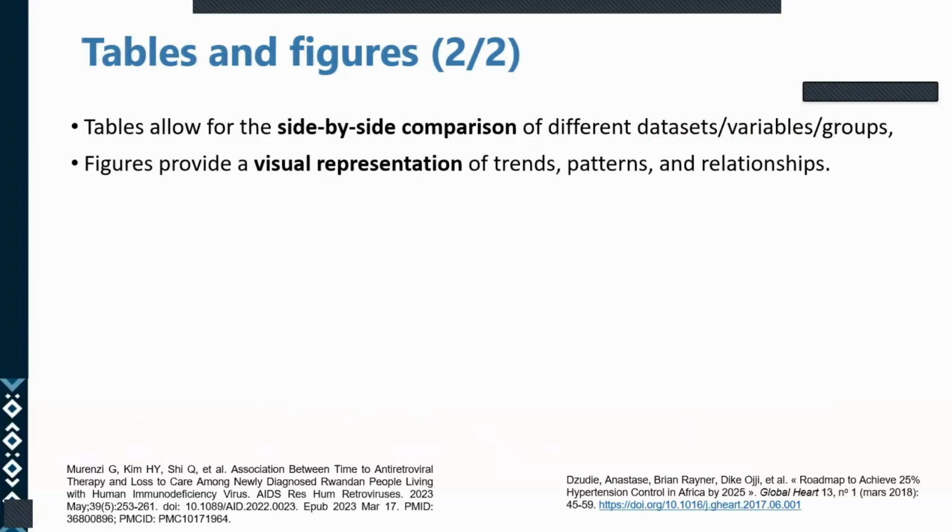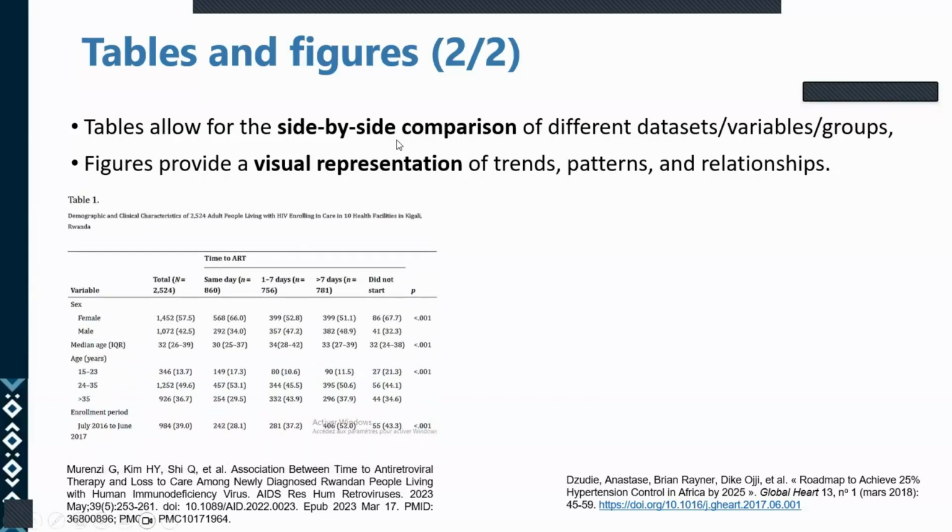Apart from that, tables allow for the side-by-side comparison of different data sets, different variables, and different groups. Figures also provide a visual representation of trends, patterns, and relationships. Like this example, this is a table. We said a side-by-side comparison. You can see here that different groups are compared using the same table, and the variables are compared here using different groups. The time to ART has been stratified.